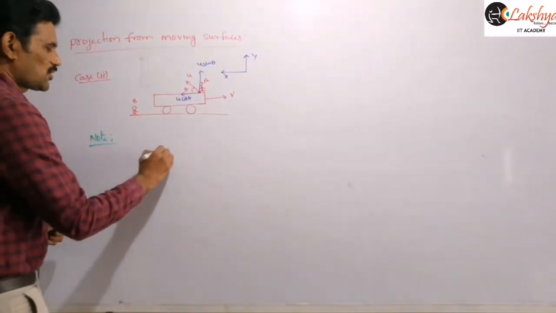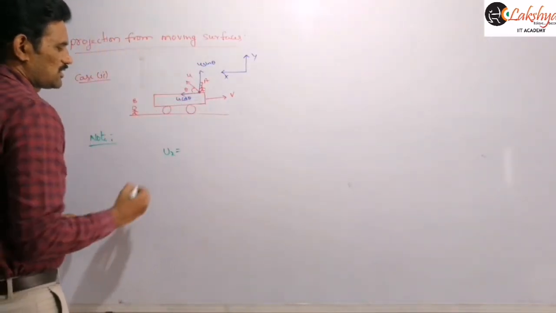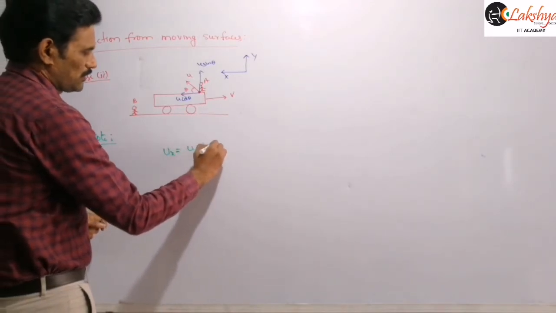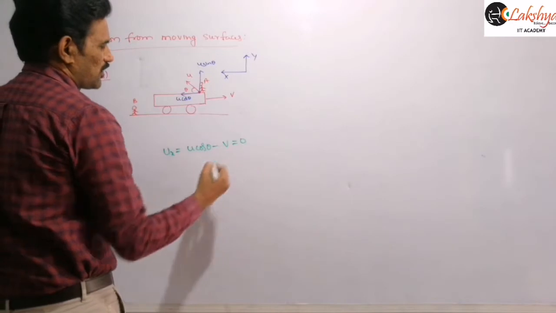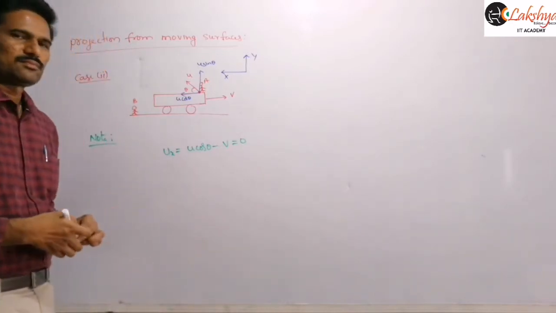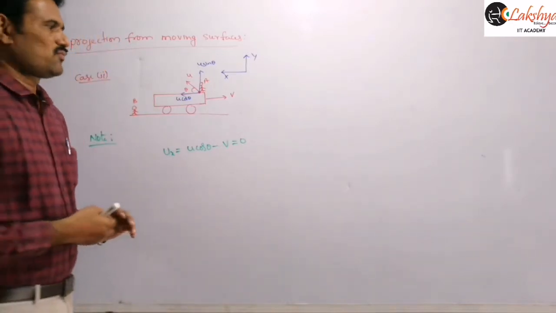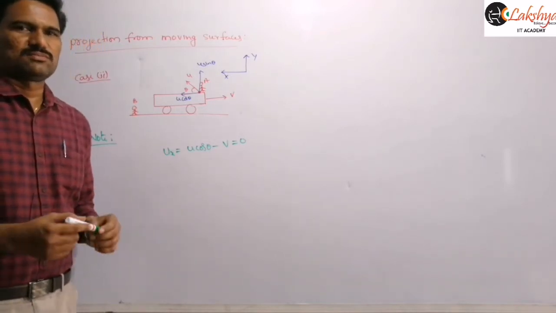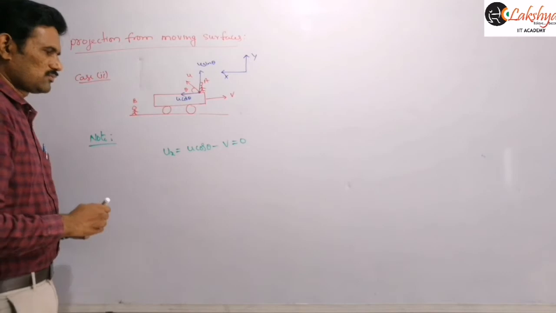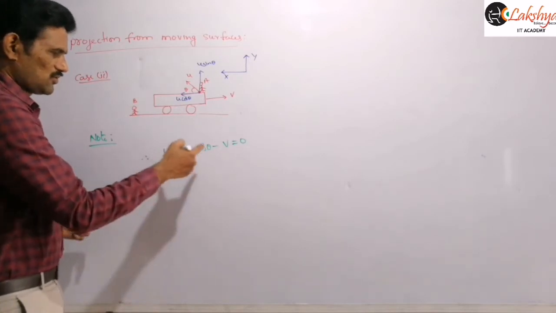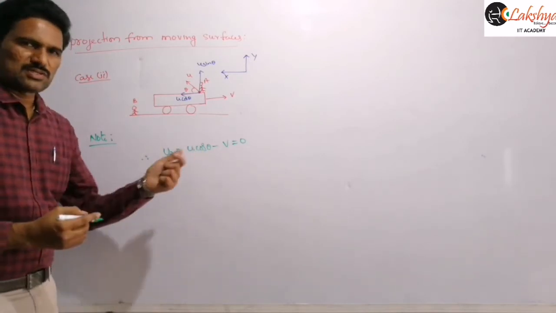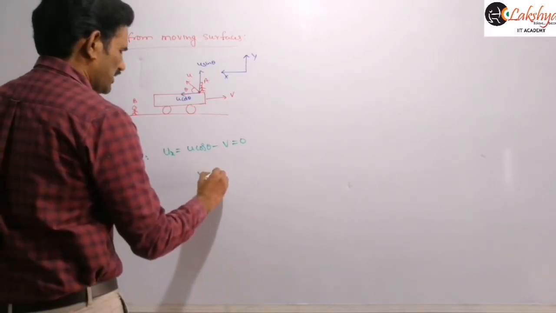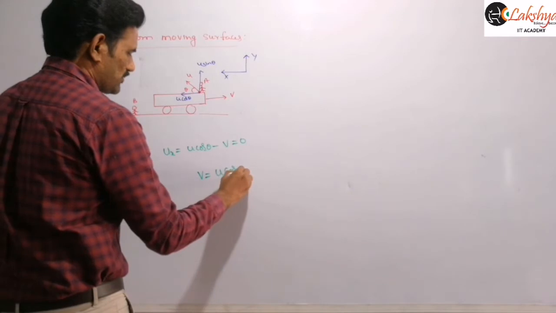the horizontal component of velocity of the object with respect to the ground must be 0. Therefore, ux is equal to u cos theta minus v, that is equal to 0. And therefore, you can write this as v is equal to u cos theta.